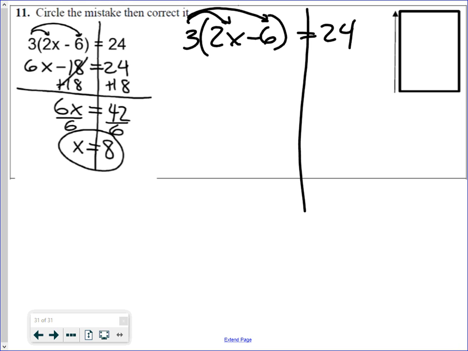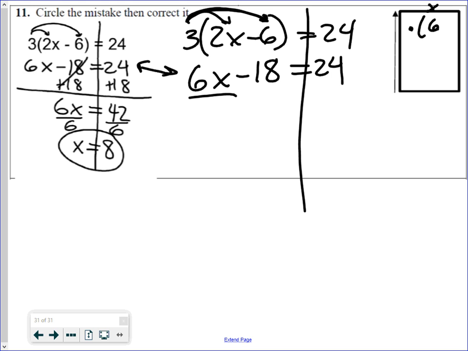So first one, 3 times the 2x is a 6x. Then 3 times the negative 6 is a negative 18. And that equals 24. Let's check where we're at here. That looks pretty good. Let me use my box up here. Oh, I'm kind of out of space there for my x. So we're solving for x now. First thing happening to x is it's being multiplied by 6. Oh, and I put that 6 in parentheses for good luck. Then it's being subtracted by 18.